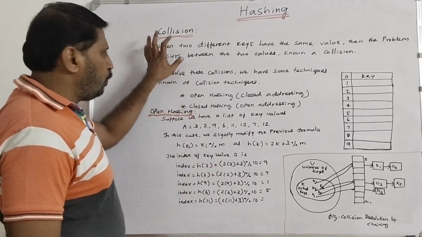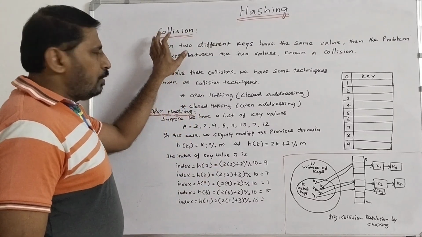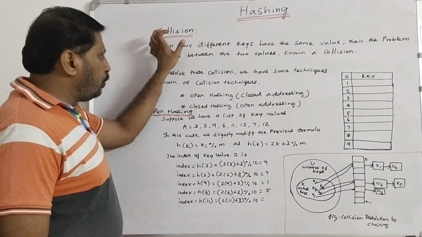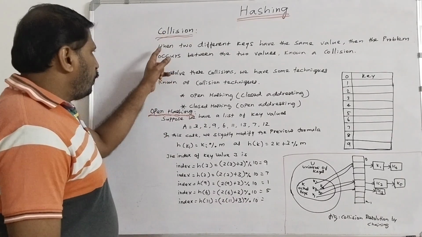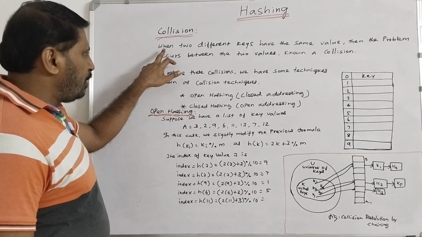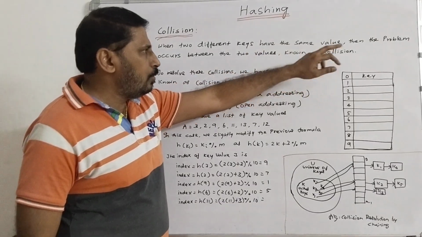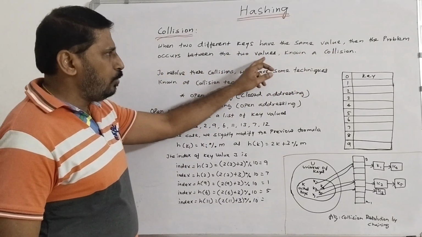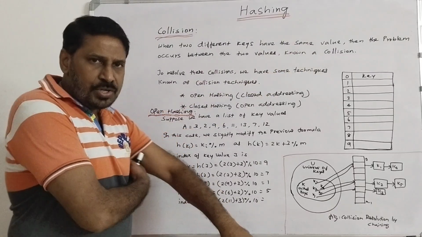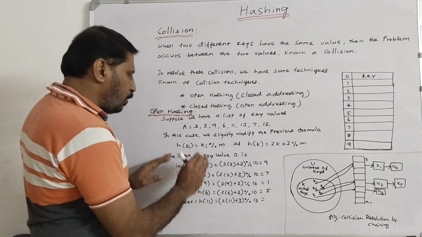In this video, we are going to see one problem under hashing. That problem is called a collision problem. So in collision, what does the problem actually mean? When two different keys have the same value, then the problem occurs between the two values, known as collision. So I am just telling what collision is.